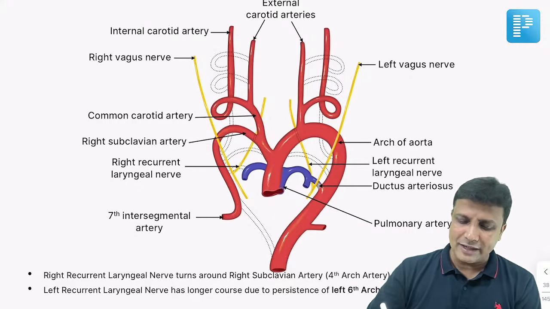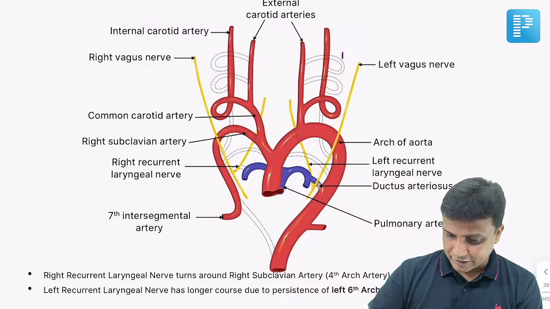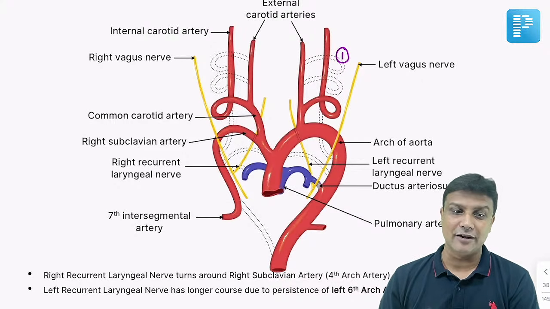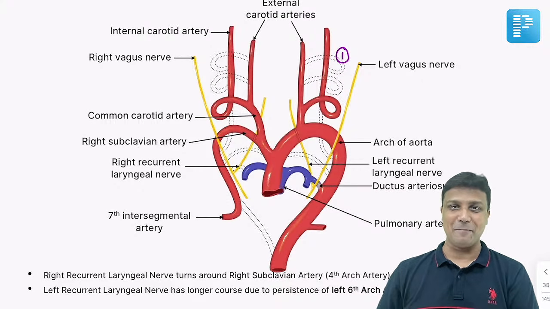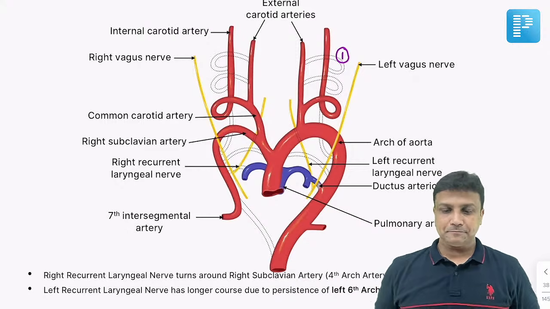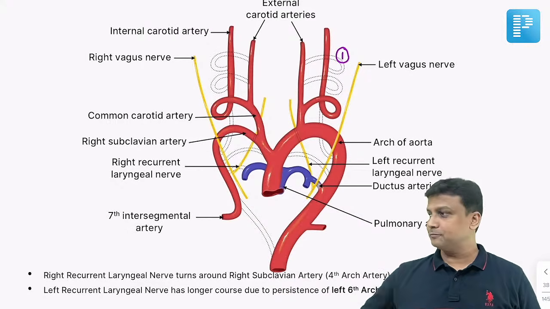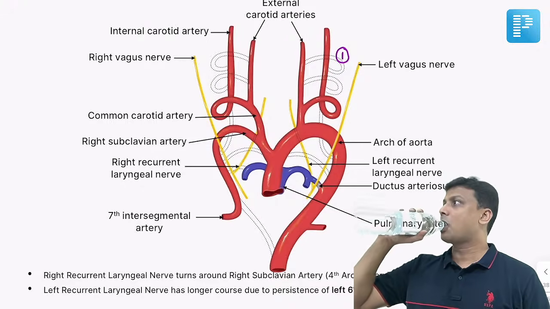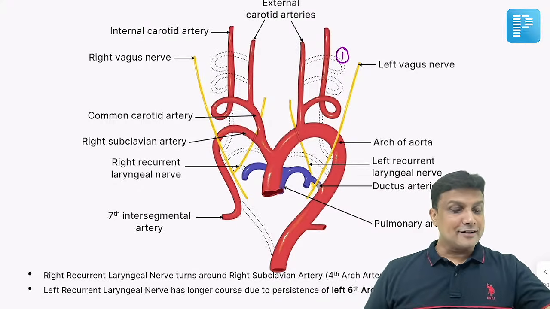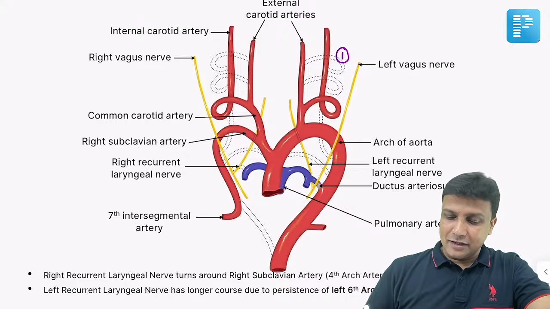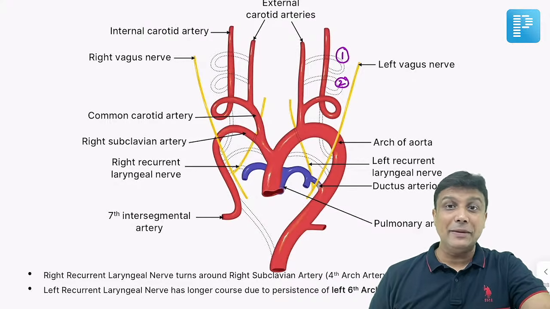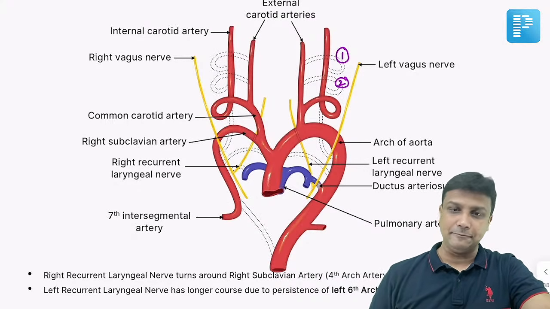Now, let us slowly discuss one by one. The first arch artery, what is going to happen to that one? It will degenerate, but there is a remnant of the first arch artery. What is the remnant of the first arch artery? Yes, of course, that is the maxillary artery. Similarly, the second arch artery will also degenerate, but there is a remnant, and the remnant will be the stapedial artery and hyoid artery.